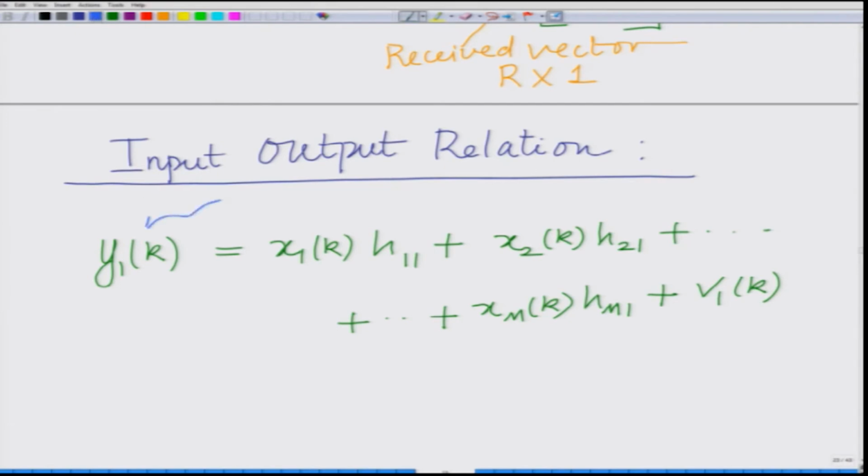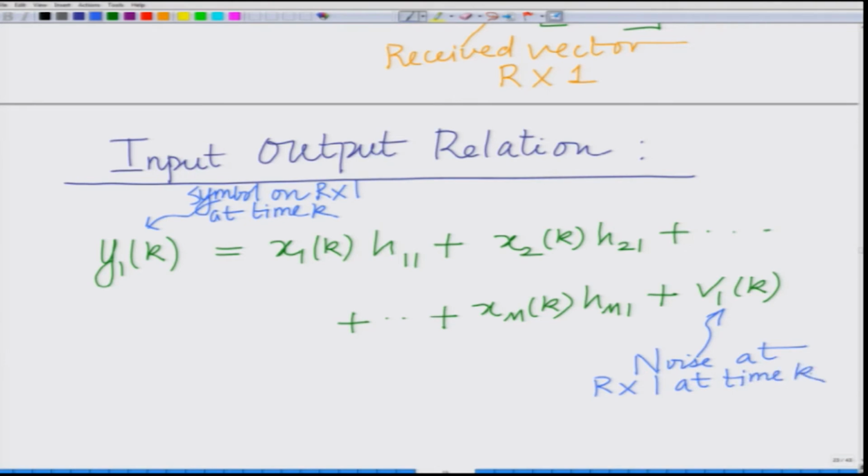And what is y1 k? Y1 k is the symbol on receive antenna 1 at time k. What is V1 k? V1 k is the noise at receive antenna 1 at time k. Now, look at this quantity H11, this is the coefficient between transmit antenna 1 and receive antenna 1. H21 is the coefficient between transmit antenna 2 and receive antenna 1, alright, and so on and so forth.